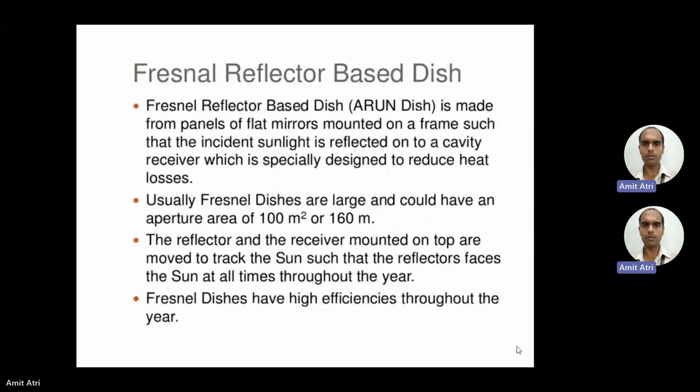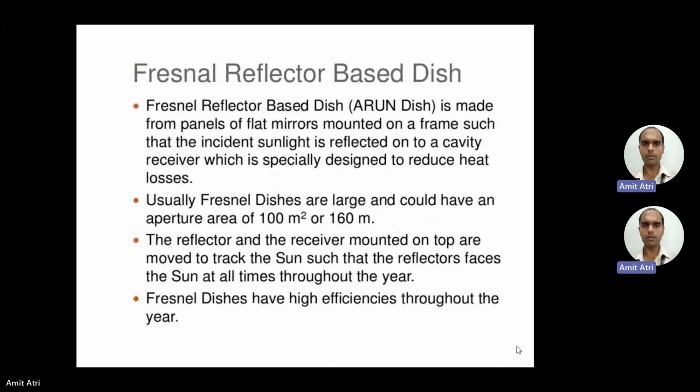Fresnel reflector based dish. Okay, or in short, the dish is made from panels of flat mirrors mounted on a frame such that the incident light is reflected to a cavity receiver, which is specially designed to reduce heat losses. Now let's see in the diagram. Sunlight is falling, then there's a reflector, Fresnel reflector based dish is there. So light is falling there. And from there, they are concentrating to a very small area where there is the receiver. From there, the water or the fluid that is flowing is getting heat.